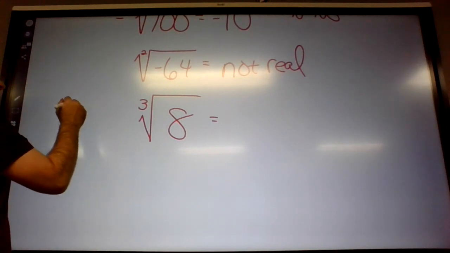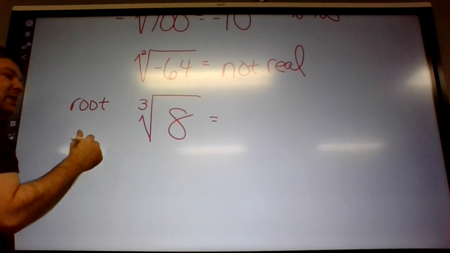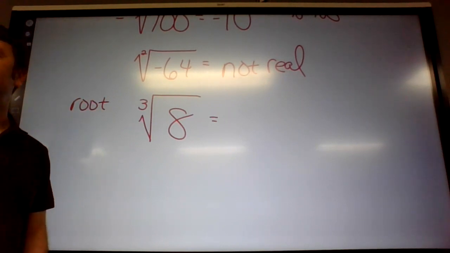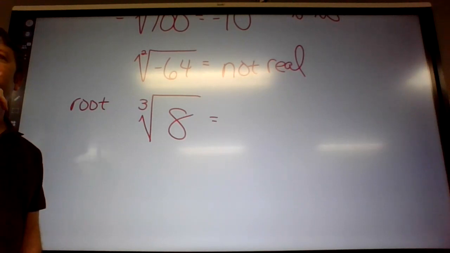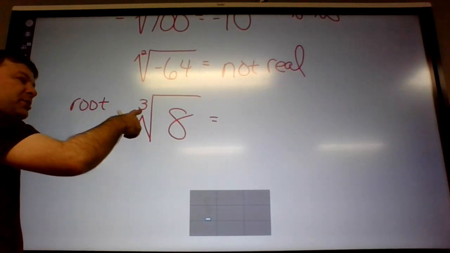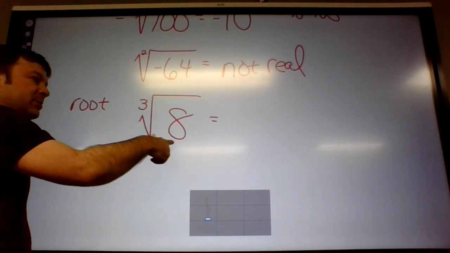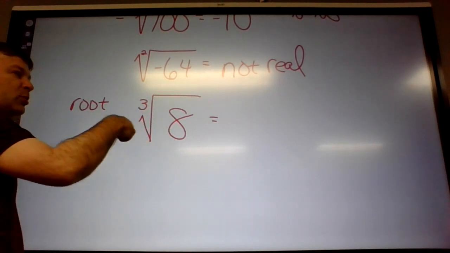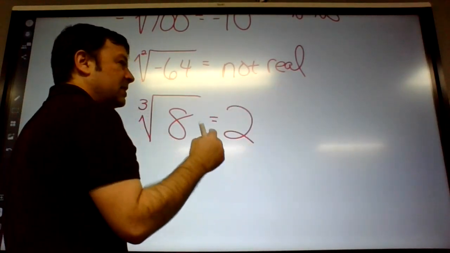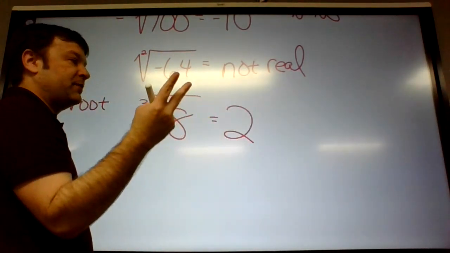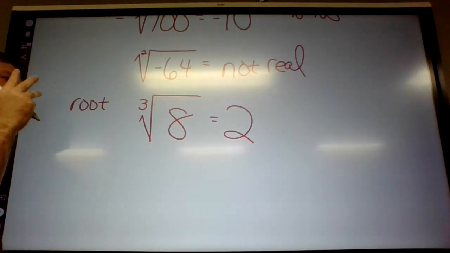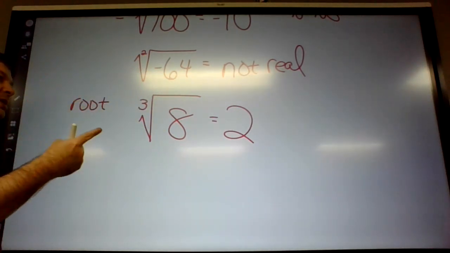You guys know why they call it a root? Root means where it comes from. So what cubed equals 8? Where did the 8 come from? It's 2, because 2 times 2 is 4, and 4 times 2 is 8. 2 times 2 times 2 is 8.